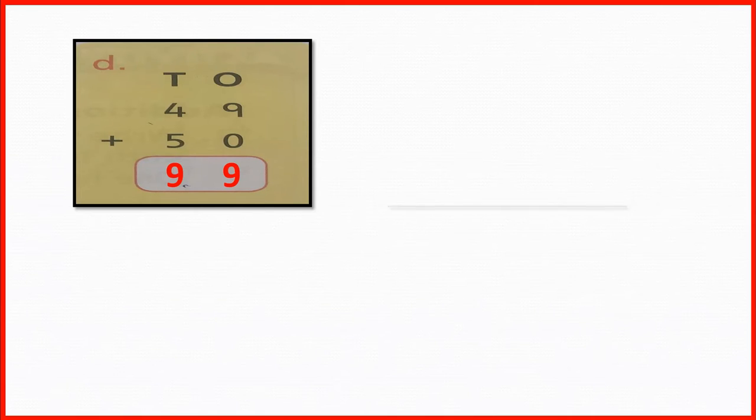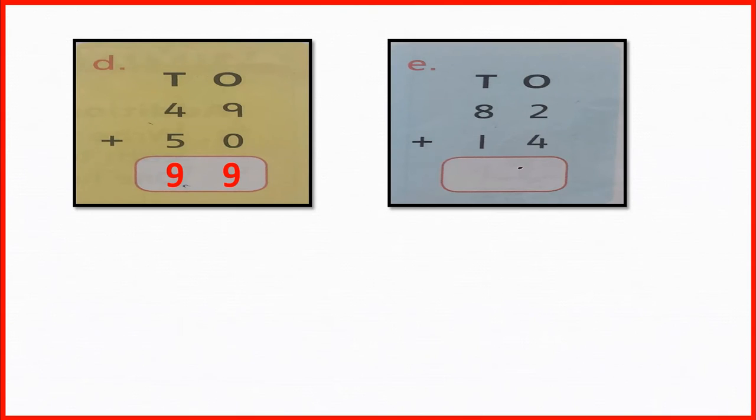In the next part, we have to add 14 into 82. Let's add. When 4 adds into 2, the number comes 6. Now add tens. When 1 adds into 8, the number comes 9. So the answer is 96.